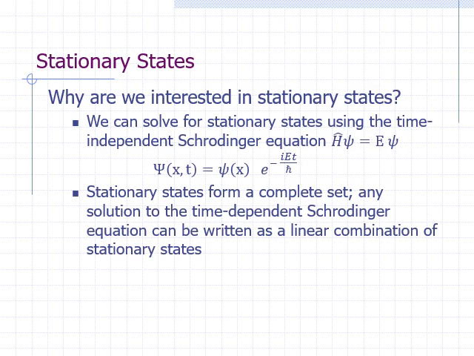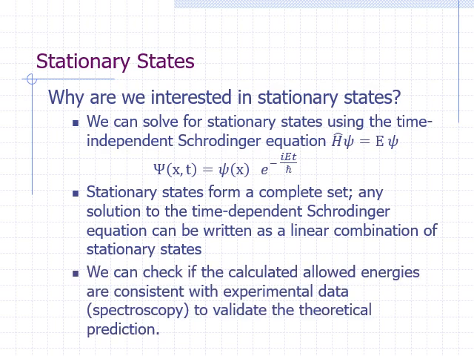We can check if the allowed energies we get from the time-independent Schrodinger equation are consistent with experimental data. Remember that photon energies associated with spectral lines in the emission and absorption spectra of atoms and molecules correspond to gaps between allowed energies. This allows us to experimentally validate the predictions of quantum mechanics.